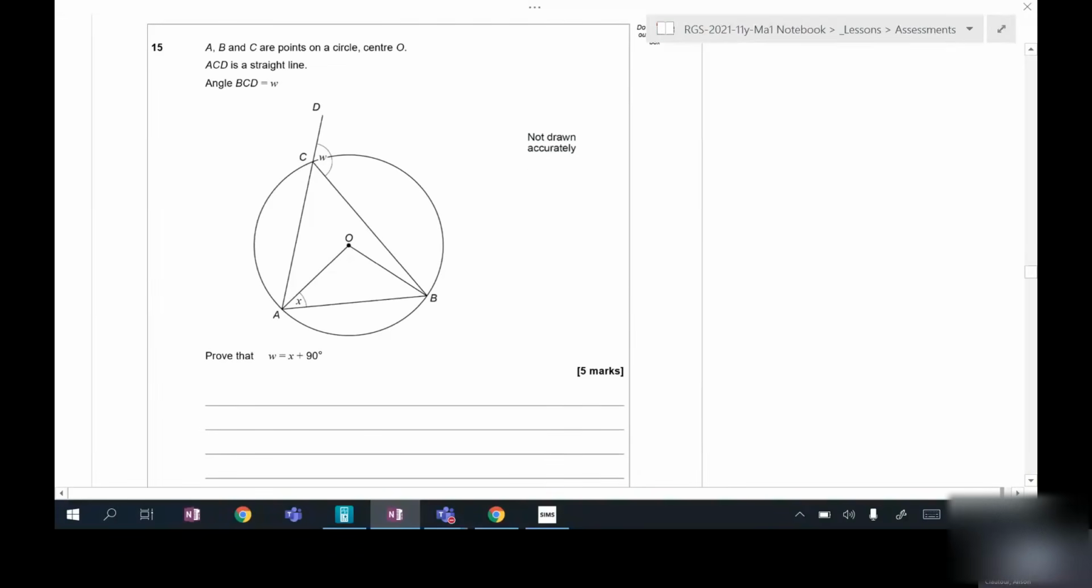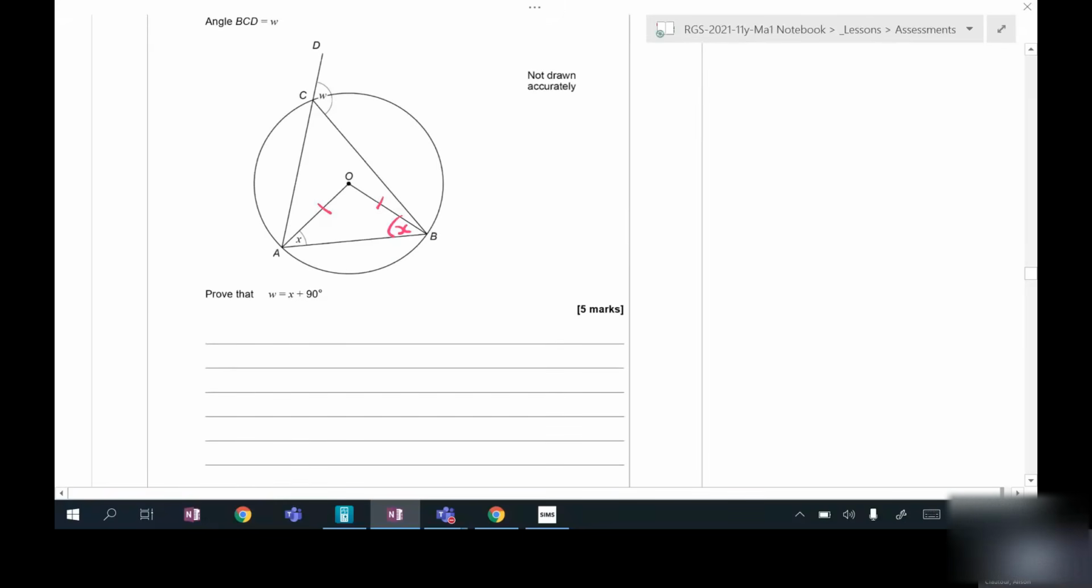Circle theorems. So let's have a look at this diagram. We've got angle BCD is W, and we know the OAB is X. So these questions, if you think about any other angle you can work out. Now this is an isosceles triangle because OA and OB are both the radius. So you know you're going to have another X in there. So I'm going to write OBA is X as it's an isosceles triangle.